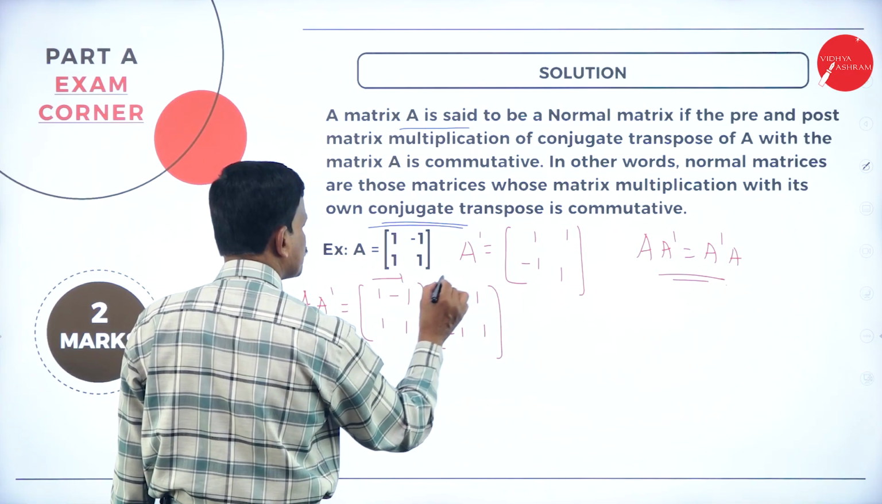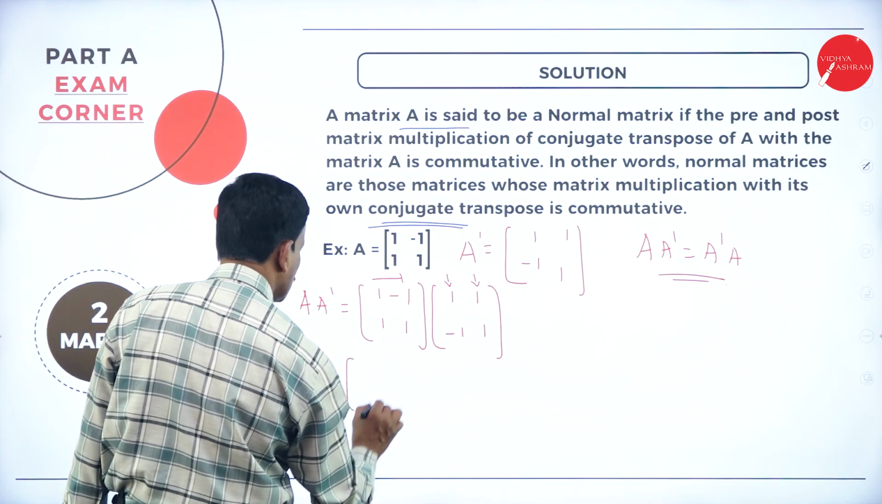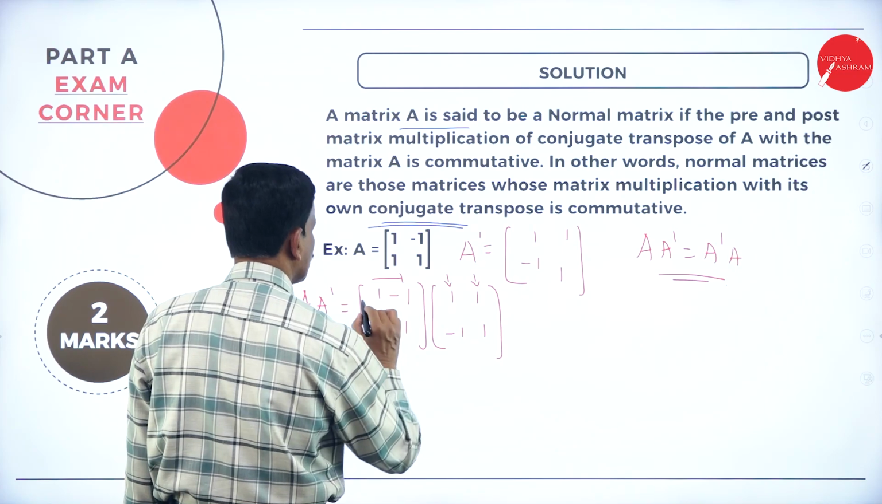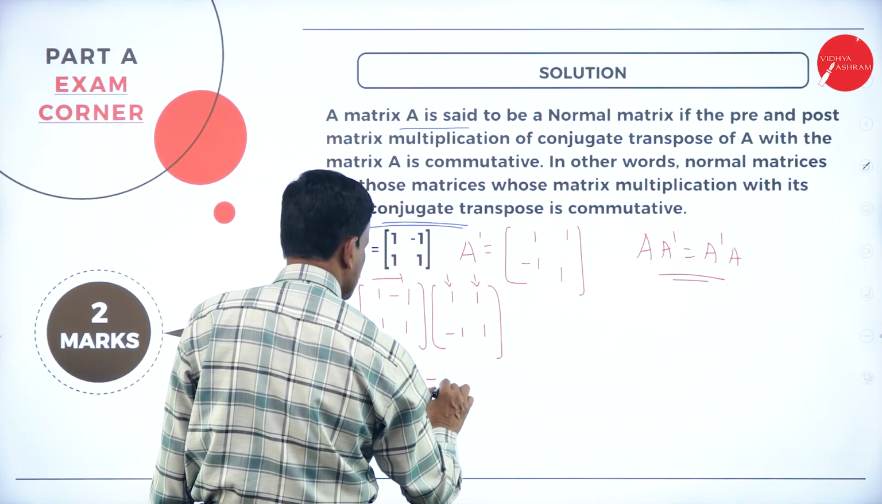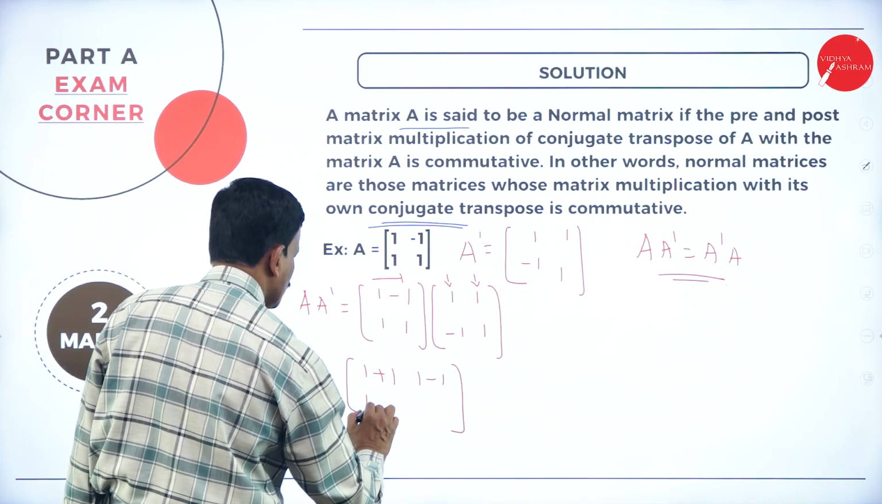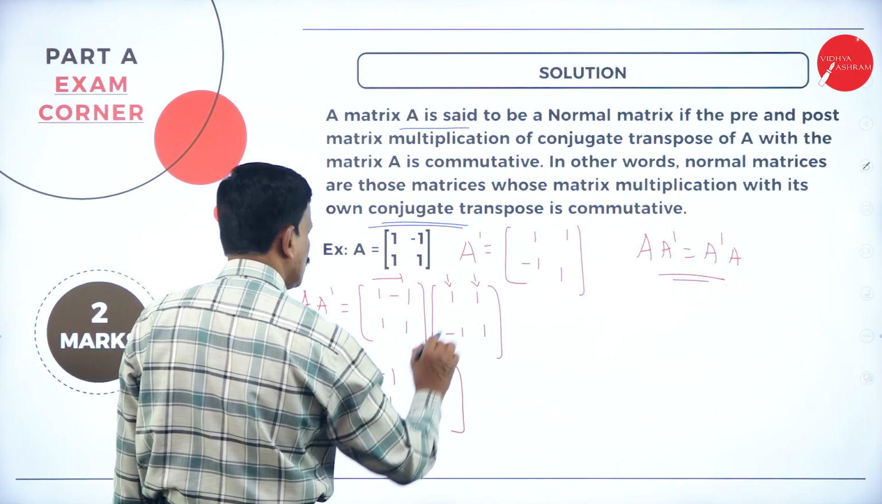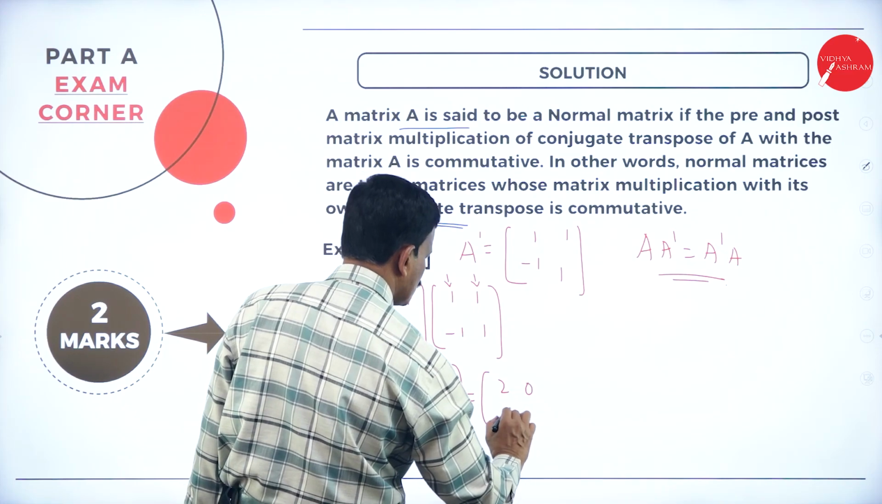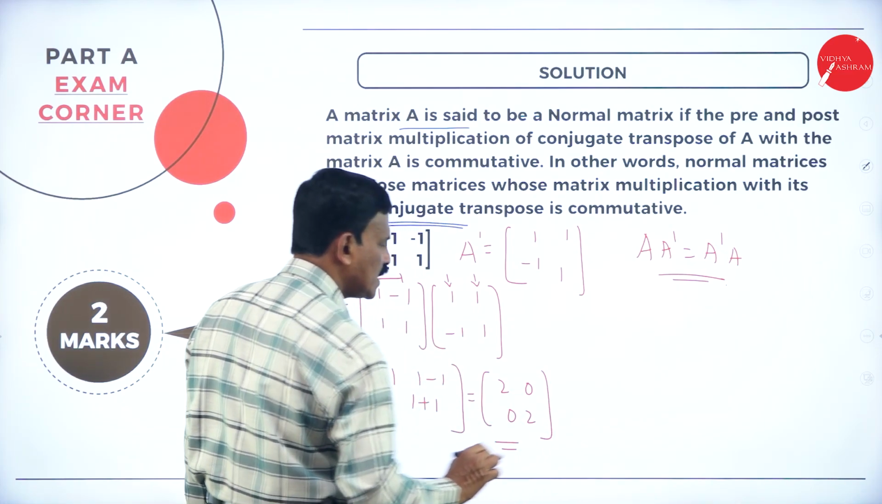Multiply this. First row, first column, second column. 1 into 1 is 1, minus into minus is plus, 1 plus 1. 1 into 1 is 1, minus into plus is minus 1. Again 1 into 1 is 1, minus into plus is minus 1. 1 into 1 is 1 plus 1. That is equal to 2, 0, 0, 2. This is A into A dash.